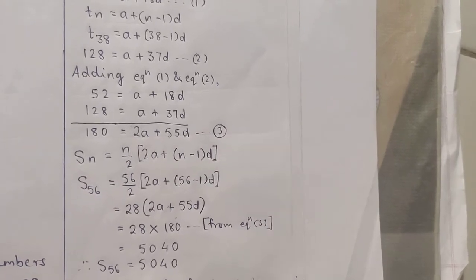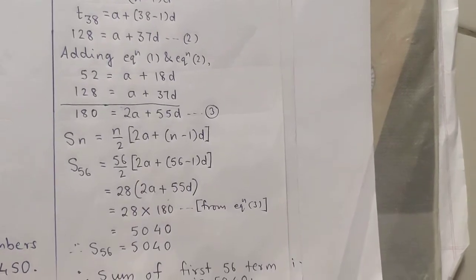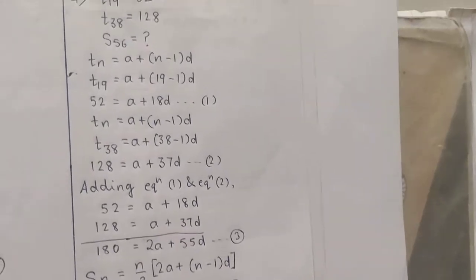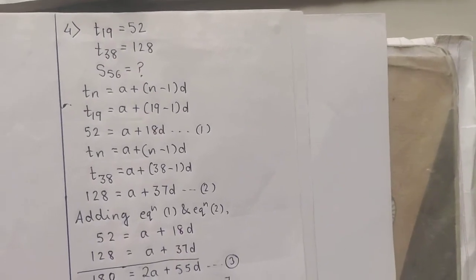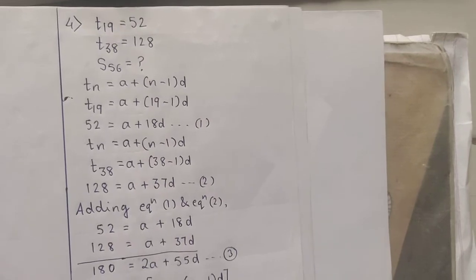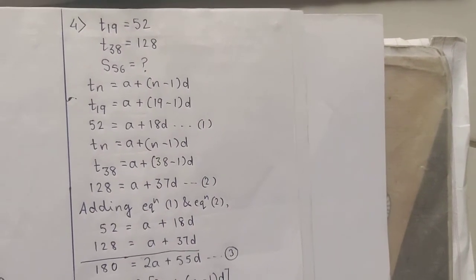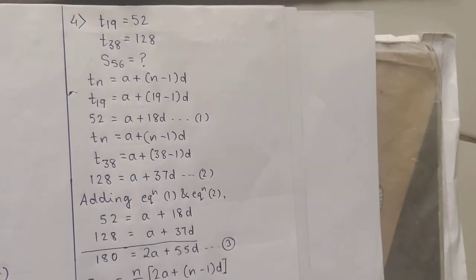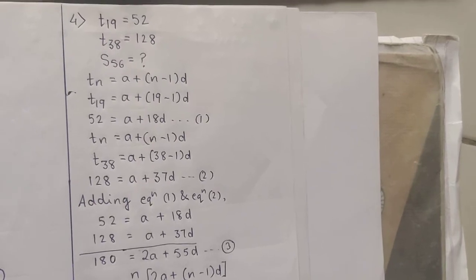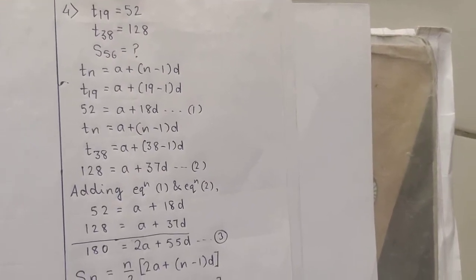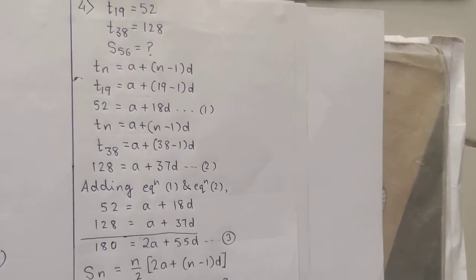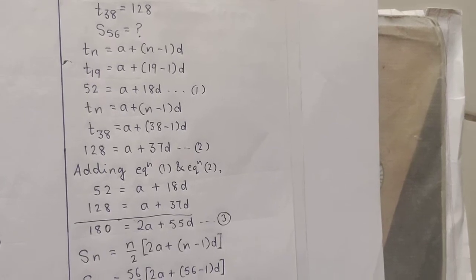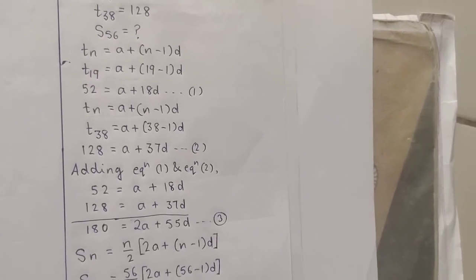5040. Okay, so this was very simple. The only thing is, you should know how to apply the formula properly. In this case, we used the Tn formula twice. First we found T19, and with the help of that we found one equation. Then we used T38 and replaced n by 38. Then we got the second equation. Then after adding, or you can solve it by subtracting, you find the a value and d value, and after that you can use the Sn formula, that is also okay. But if you add, it becomes easier.